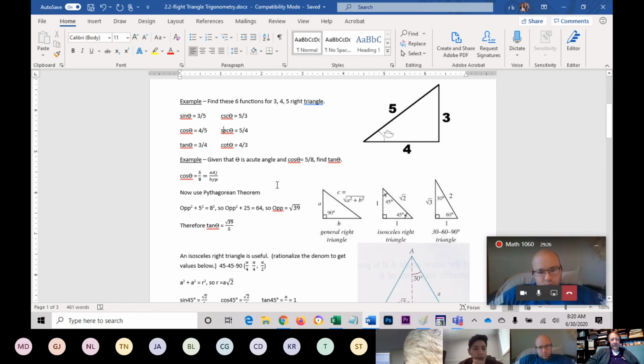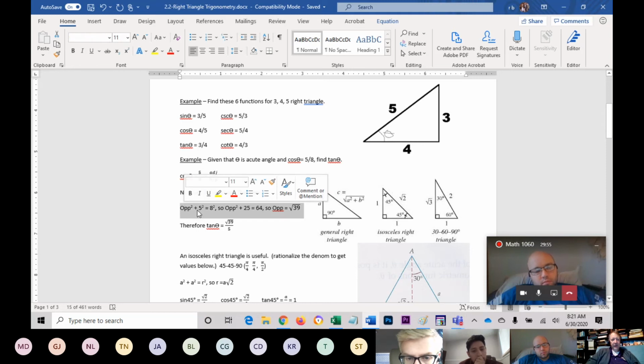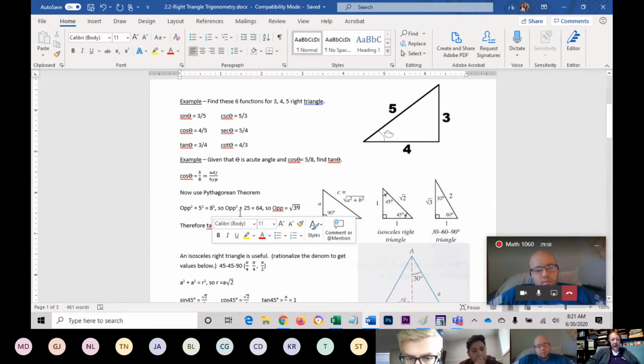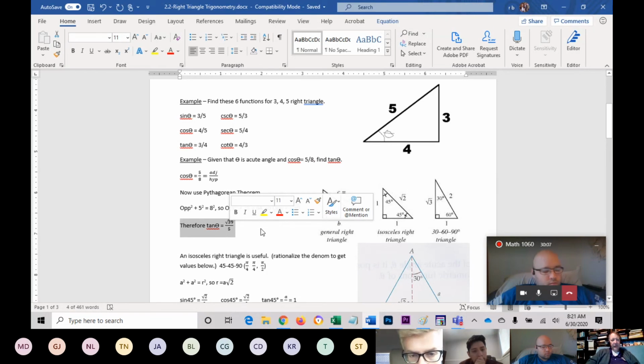And this was the example we did yesterday. Given that angle theta is an acute angle and the cosine of theta was 5/8, find the tangent of theta. So the cosine of 5/8 is the adjacent over the hypotenuse. We can draw our right triangle, which I didn't do here, but we can figure out that the opposite squared plus 5 squared equals 8 squared. So you can solve that. Your opposite side is going to be the square root of 39. Therefore, your tangent of theta is the square root of 39 over 5.